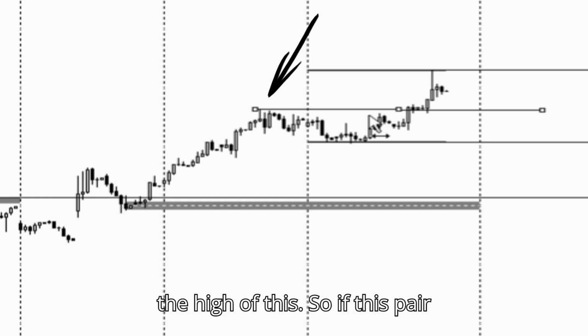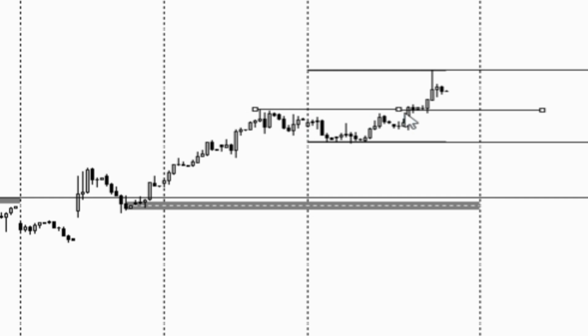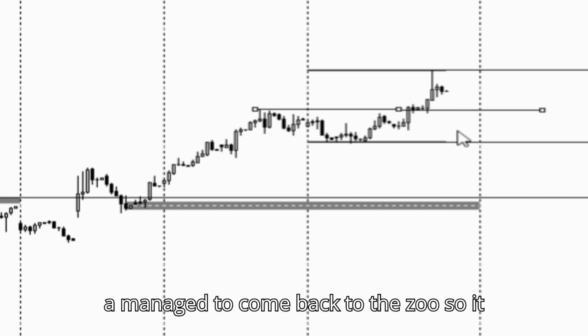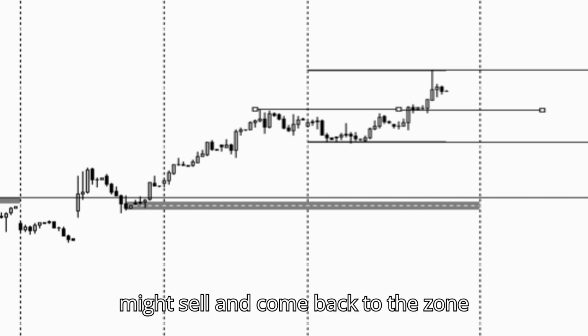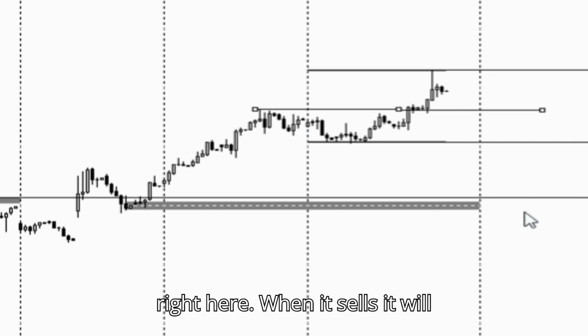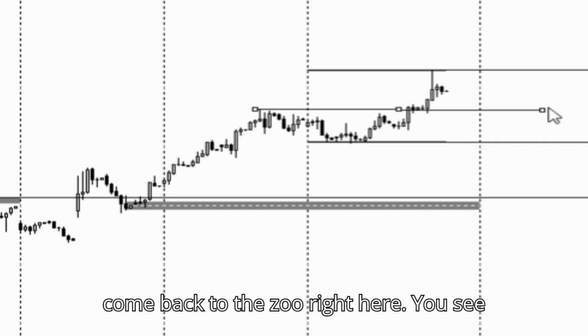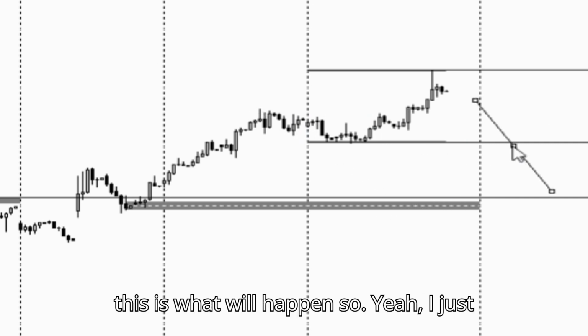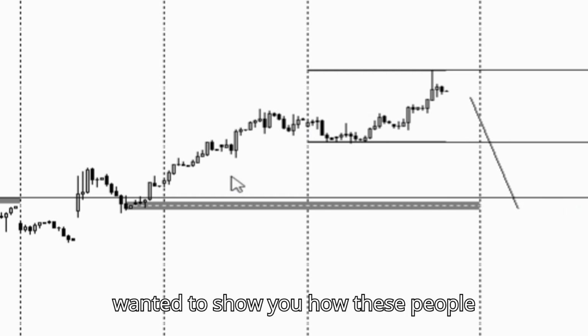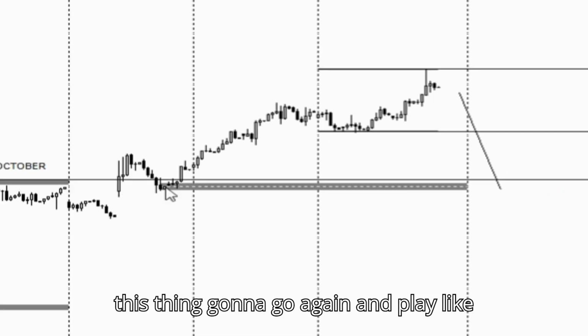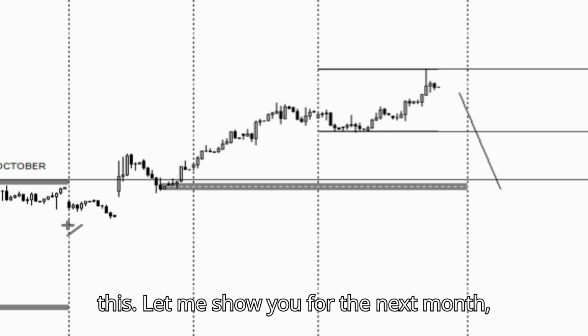So if this pair manages to come back to this zone, it might sell and come back to this zone right here. When it sells, it will come back to this zone right here. See, this is what will happen. So yeah, I just wanted to show you how these people manipulate you. This thing is going to go again and play like this. Let me show you for the next month.